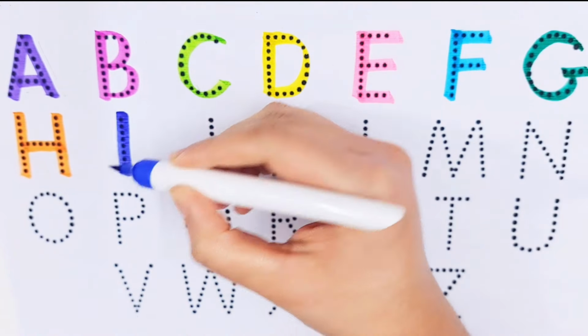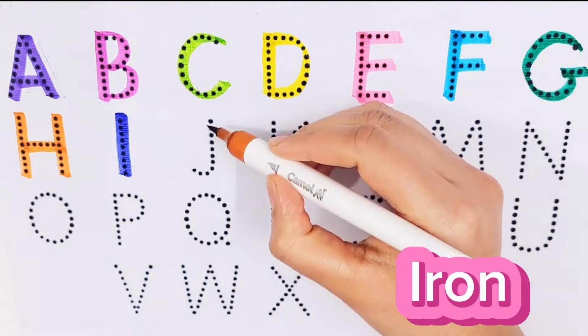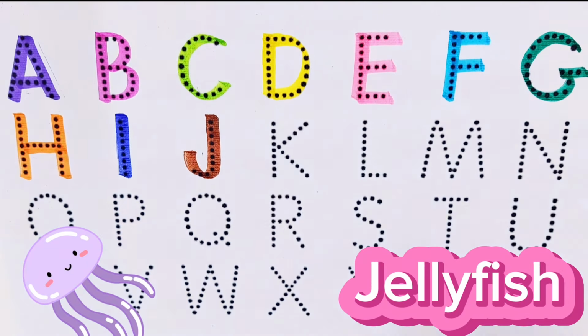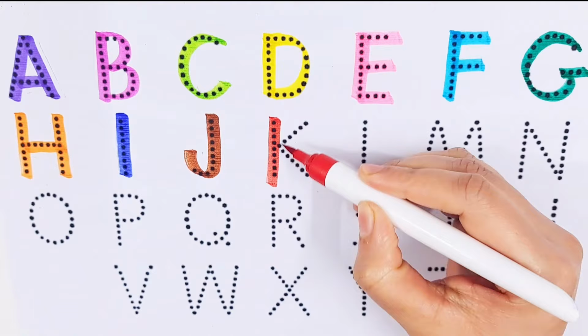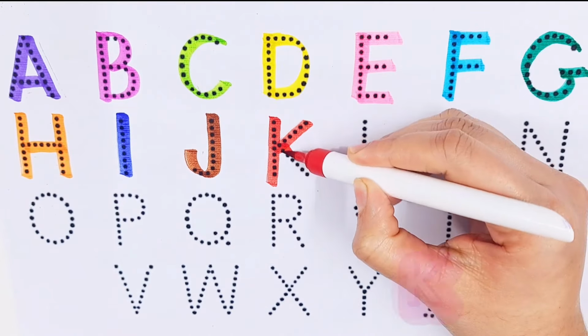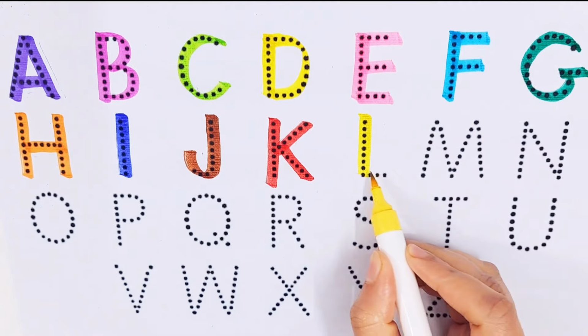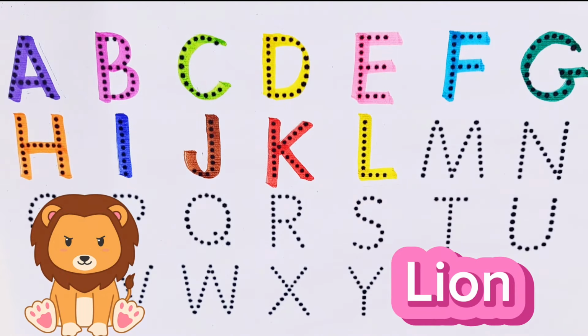I for iron. J for jellyfish. K for kids. L for lion.